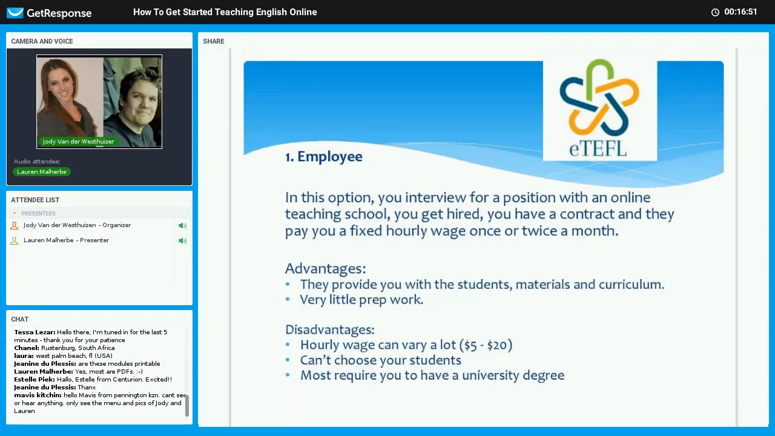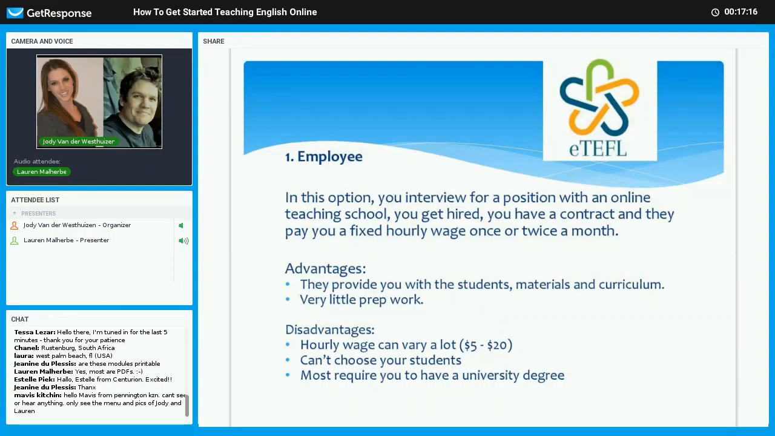So, employee. In this option, you interview for a position with an online teaching school. You get hired, you have a contract, and they pay you a fixed hourly wage once or twice a month. Some schools I've read even pay you weekly. Advantages: they provide you with the students, the materials, the curriculum, and you do very little prep work. Before your class, like I said, you go through those slides and you prepare. And if you find anything you don't know, you quickly Google it, and there you are, ready to go.